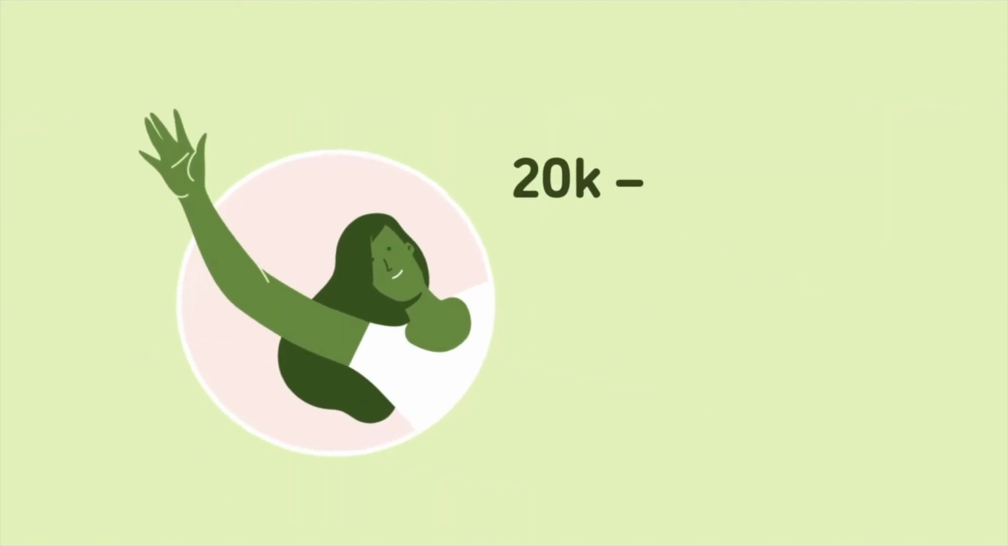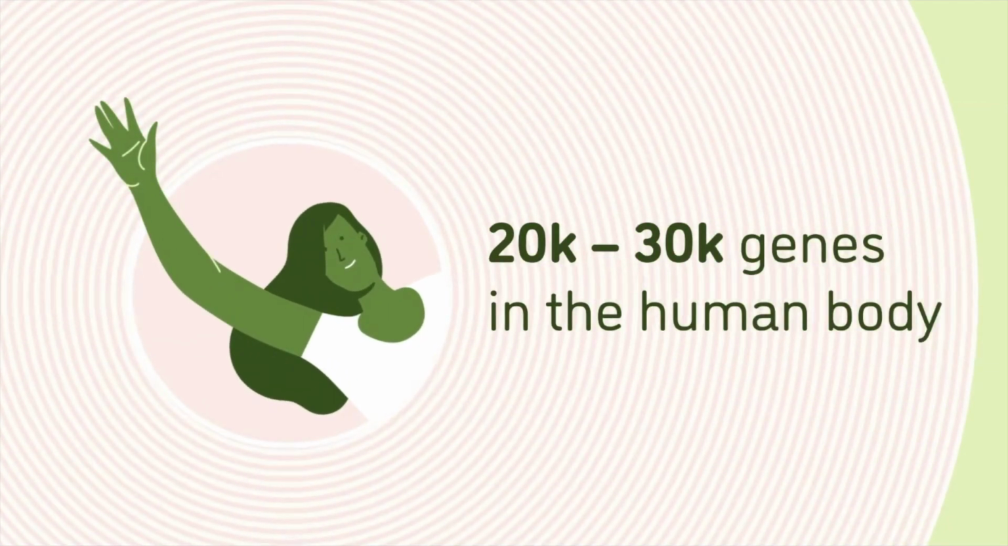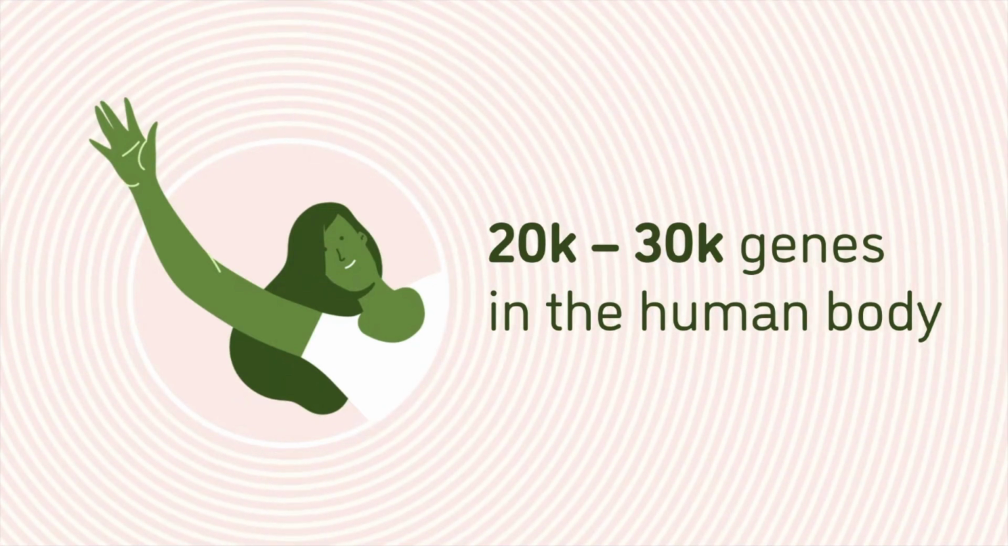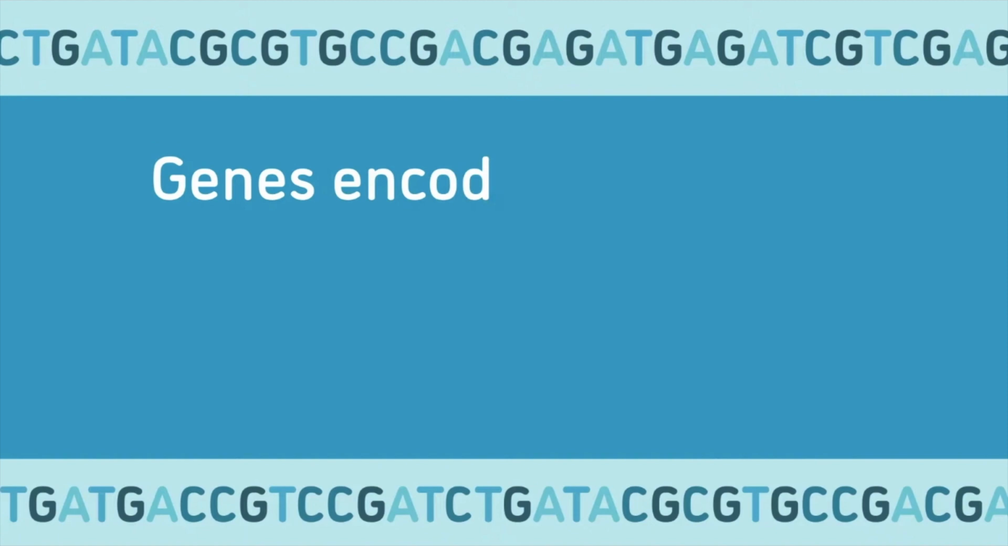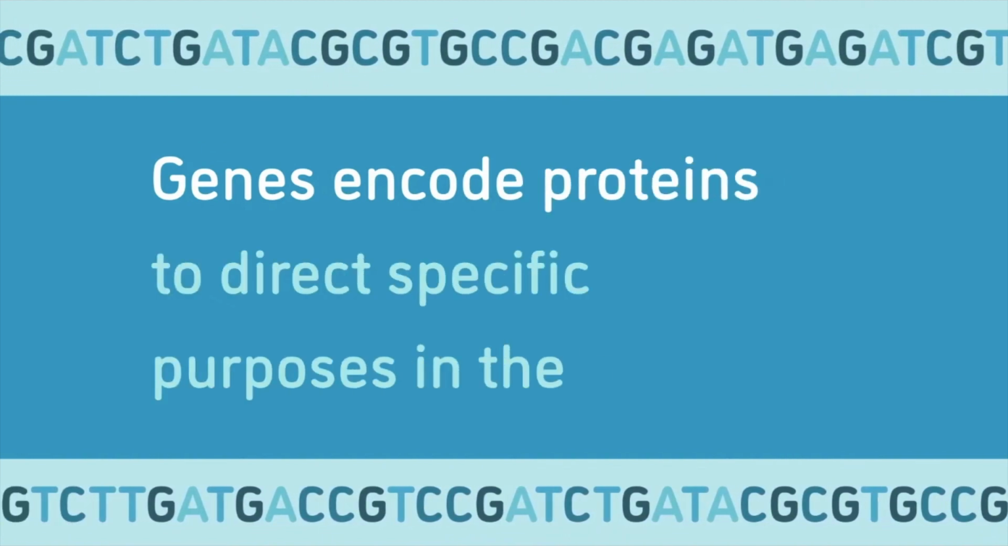With 20,000 to 30,000 genes in the human body, understanding the function of each gene and even understanding how different genes work together continues to be a major topic of research. So to put it basically, one last time, genes encode proteins to direct specific purposes in the body.